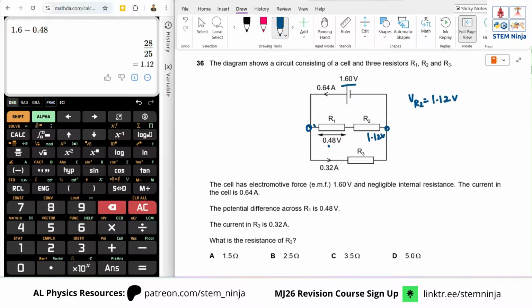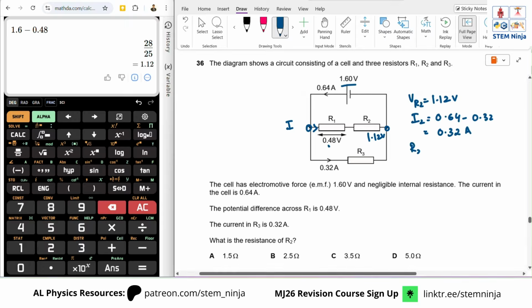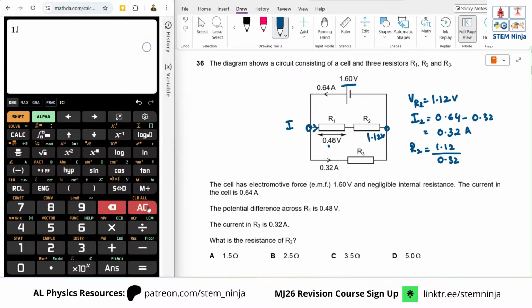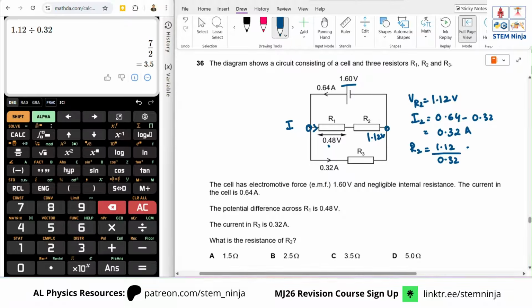And do we know the current flowing through this? So we can find out the current flowing through this. Let's call it I2, which would be 0.64 minus 0.32. So this would be 0.32 amps. So now we can easily find out the resistance of R2 would be V over I. So 1.12 divided by 0.32, this would be 3.5.